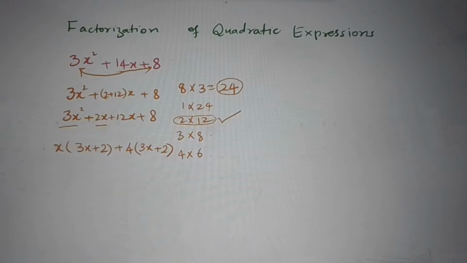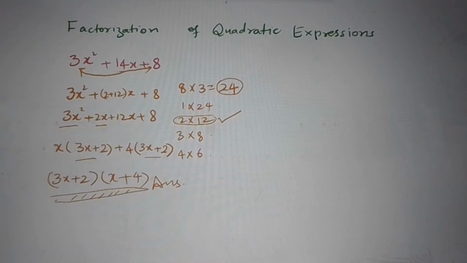In this way, we can see that the factorization is successful because 3x plus 2 appears twice. It is the guarantee that you are applying the middle term break method correctly. 3x plus 2 is the common factor, x plus 4 is the other. So it has been factorized. Viewers, I hope that you will understand and appreciate this solution.